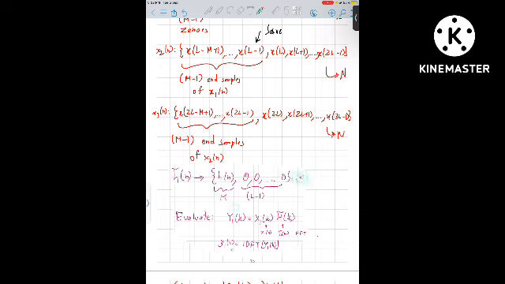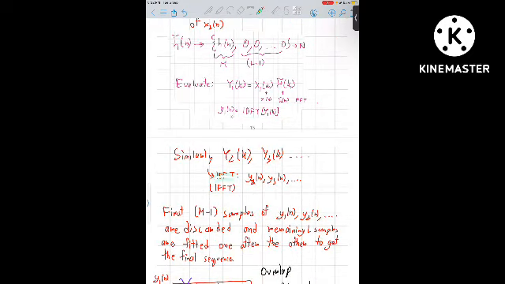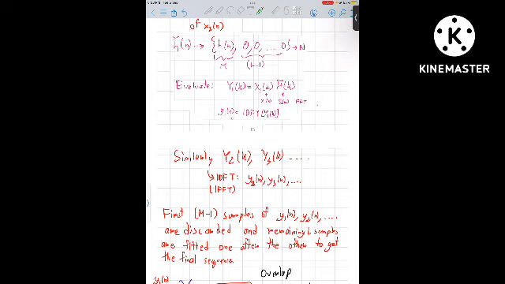Okay. Now what do we do with them? First, m minus 1 samples of y1 of n, y2 of n, and so on are discarded, and the remaining L samples are fitted one after the other to get the final sequence.